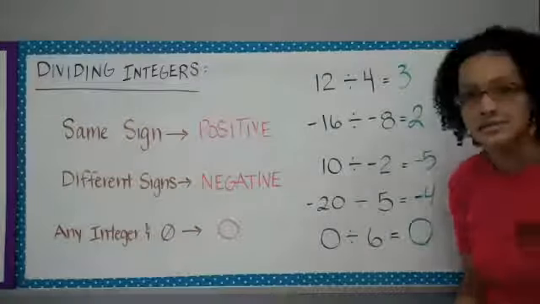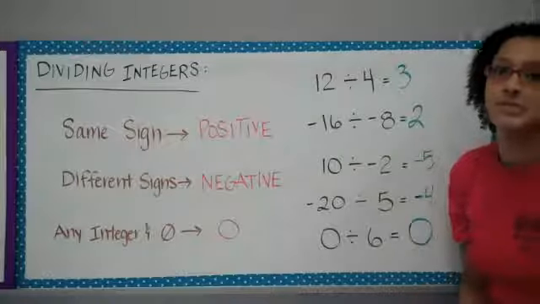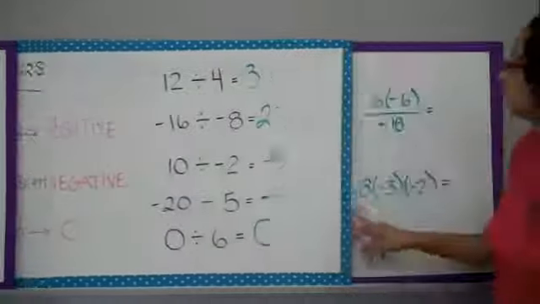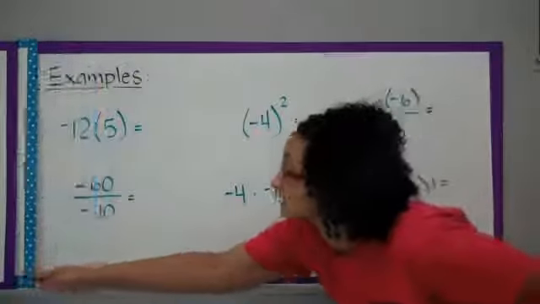0 divided by negative 6 would be 0. 0 divided by 10 would be 0. 0 divided by anything is 0. So let's do some examples.